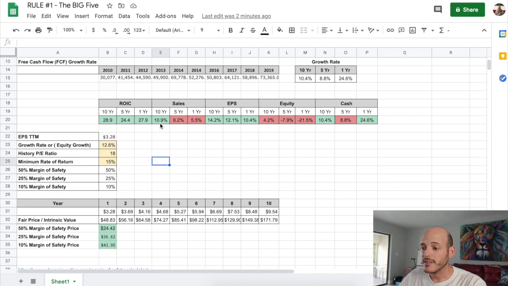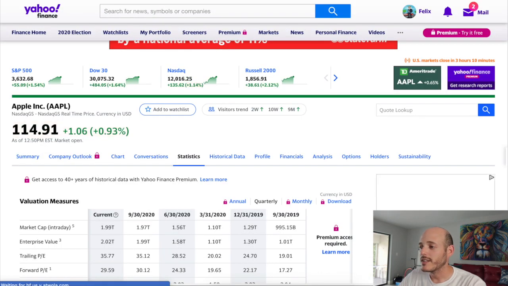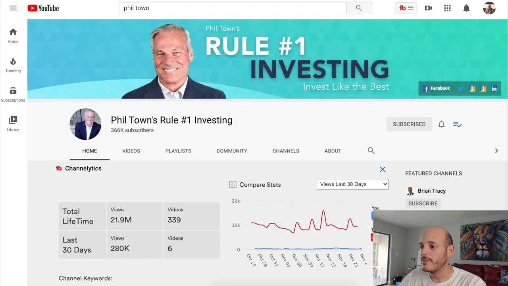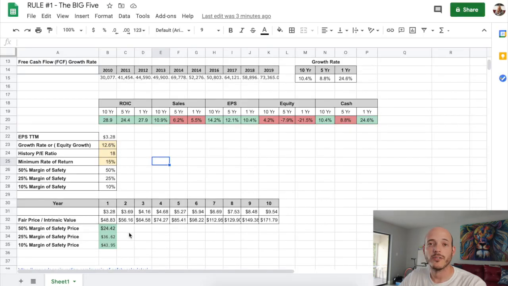And again, of course, first off, the fact that it didn't meet the criteria here, you shouldn't even look at this because it's not one Phil Town would invest in with these numbers here. But I just continue with this. We looked at the earnings, 12 months, the growth rate, the history, and the minimum rate of return. It gives us a fair price intrinsic value of $48.83. And obviously, as you see here, at 114, it looks like it's double the price of what it should be worth, around $50. And then you have the margin of safety of 50%, 25%, 10%.